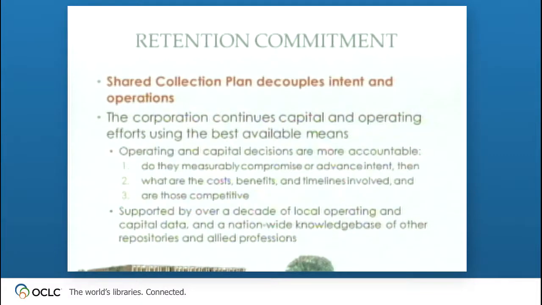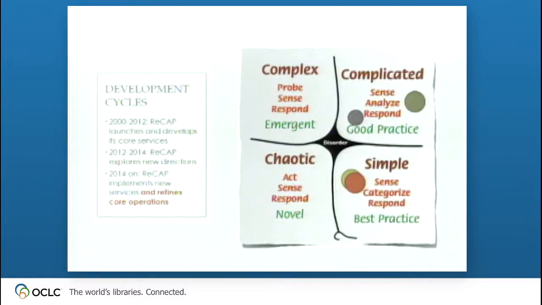That means we continue to do capital and operating using the best available means. So we can ask the good questions about capital and operations. Do they measurably compromise or advance our intent? Are they good cost and benefits? We have plenty of data to support decision-making here. In fact, we run our facility on a 10-year major maintenance plan that we update every year so that we're always capitalizing the next round of replaced equipment and the like. That separation lets us have a freer hand in optimizing our work processes.